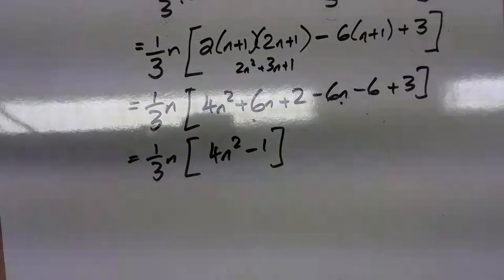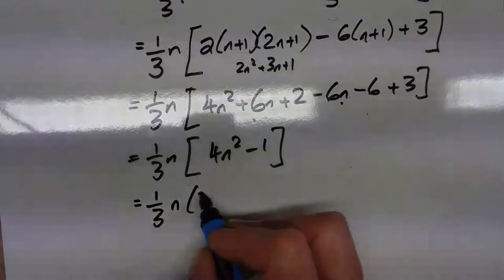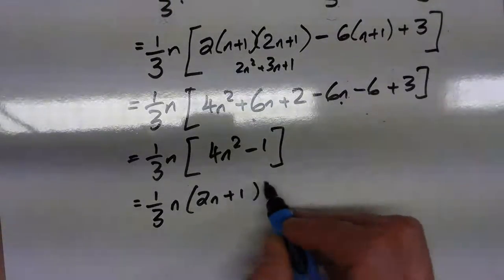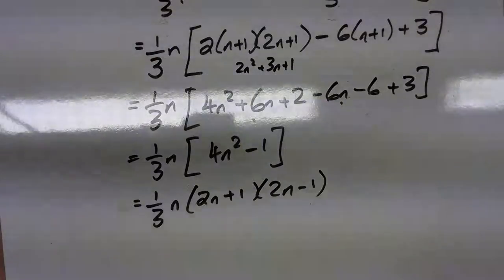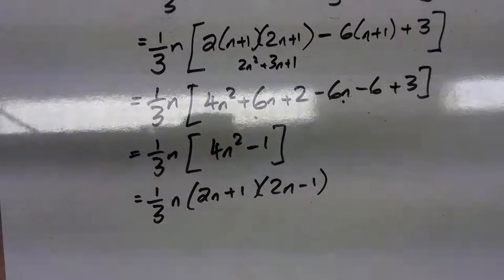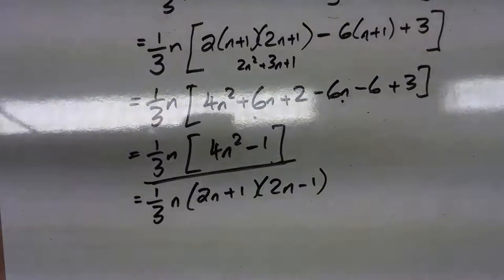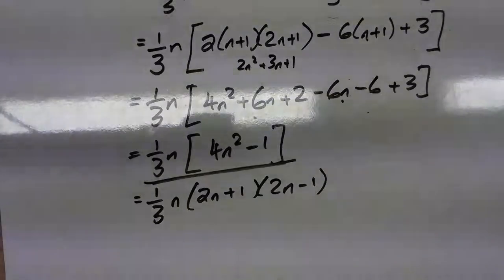I suppose that could actually factorise again, couldn't it? It's a difference of 2 squares. So we could leave this as (2n plus 1)(2n minus 1), and I would stop there. I apologise, I didn't see that it said show that, so stop there, didn't it? You didn't need to do the difference of 2 squares. It just said 1/3 n, (4n squared take away 1).